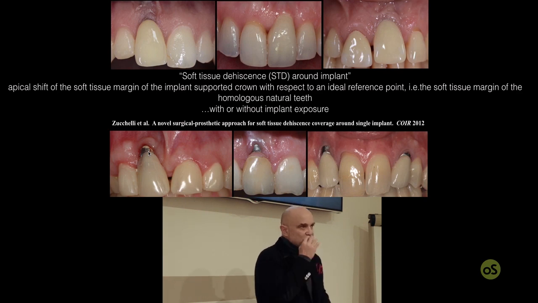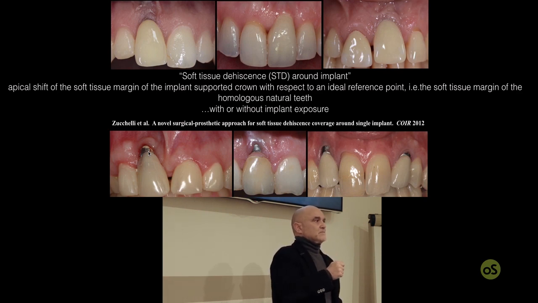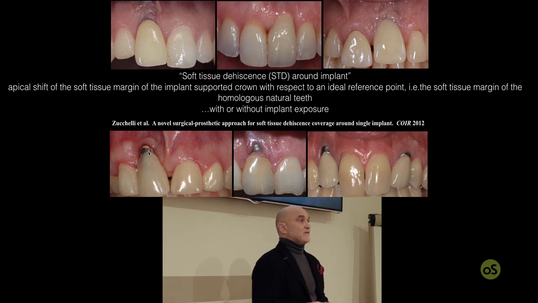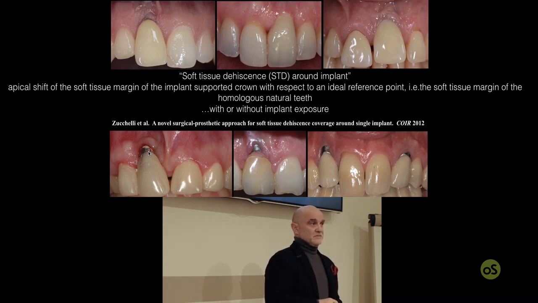bone. The other gingival recession, that one showing elongation of the crown with or without abutment exposure, can simply be the consequence of not enough soft tissue thickness, independently of the lack of the buccal bone. So gingival recession, by definition around the implant, is a disalignment of the soft tissue margin at the level of the implant-supported crown with respect to the ideal position that is determined by the position of the gingival margin of the homologous natural tooth.